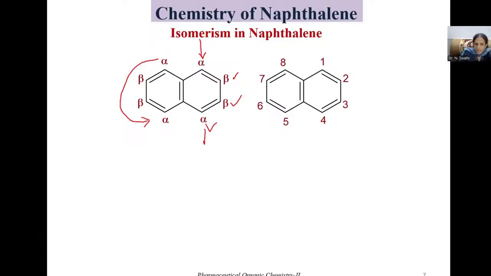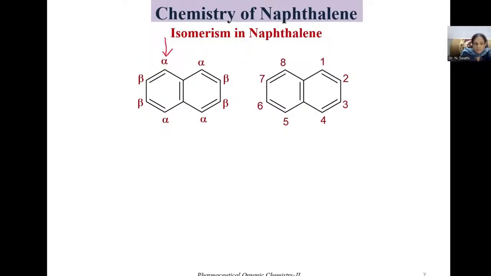Now look at the other alpha position, this highlighted alpha position. It is also having 1, 2, 3 carbon atoms in its own ring system. Other side it is having 4 carbons which are present in the benzene ring system. That means the chemical environment around this alpha carbon and this alpha carbon are identical.